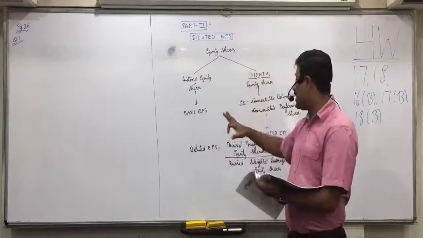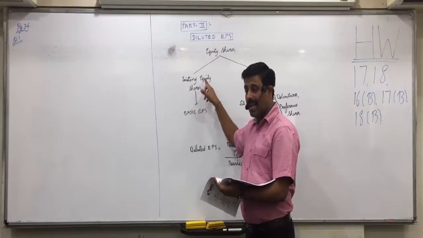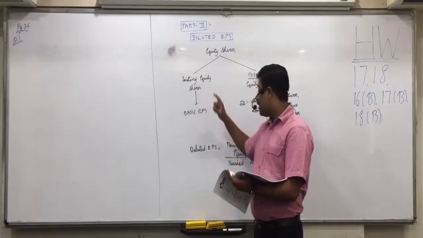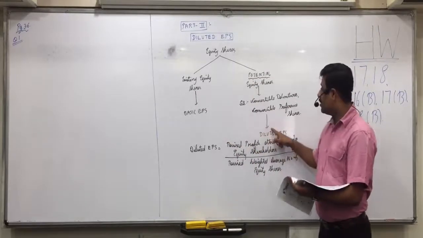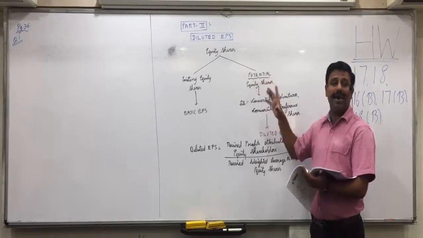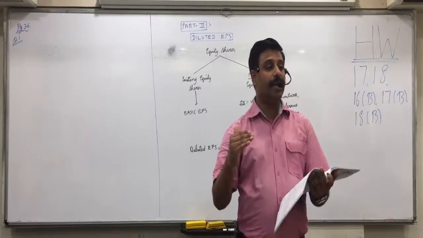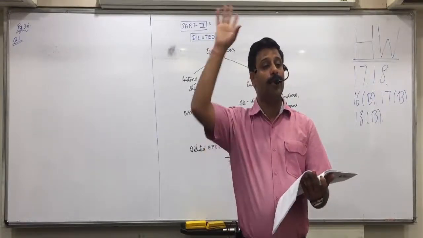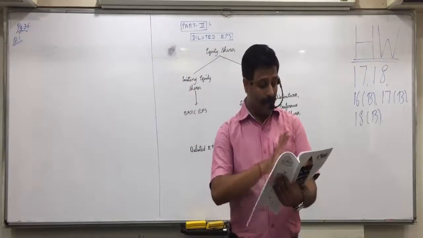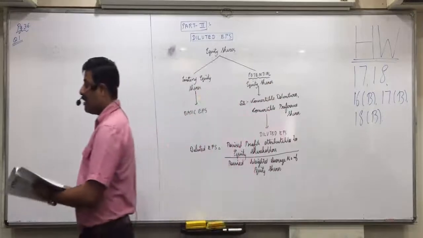In basic EPS, we take them as actual equity shares. And actual equity shares occur on which date? 1st October. For diluted EPS, we take them as potential equity shares, and potential exists from the beginning of the year. Potential of getting converted into equity shares means debentures already exist from the beginning of the year. Did everyone understand this? So calculate the weighted average number of shares as on 31/12/14.